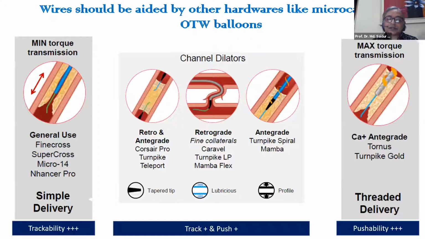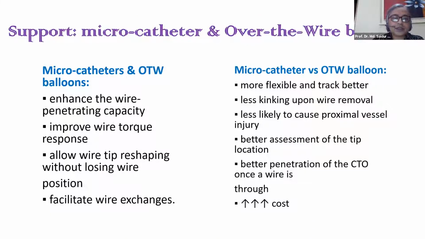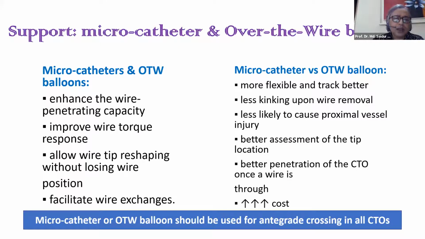And the microcatheters, as Dr. Arun has already said, are very important for a CTO and an essential part of the antegrade approach. This support can also come from an over-the-wire balloon, if you don't have the microcatheter.